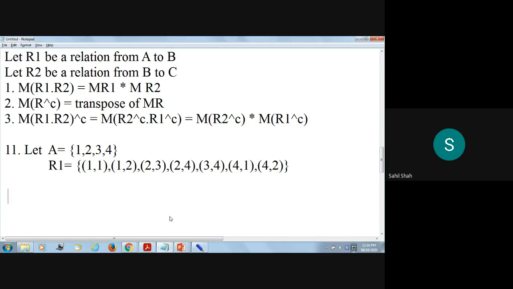Compared to this, R2 is also given. So it is (3,1), (4,4), (2,3), (2,4), (1,1), (1,4). How that relation is defined, we don't know. The relations are also given.